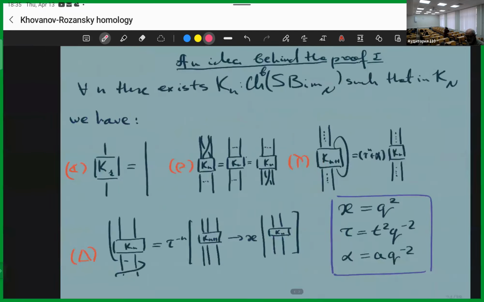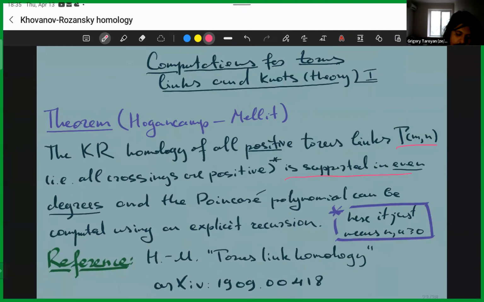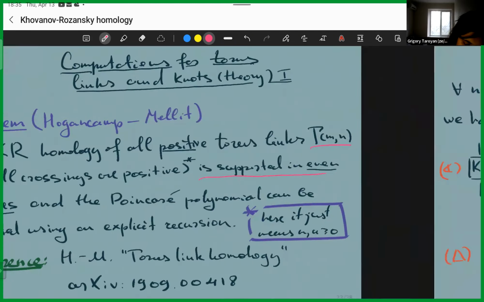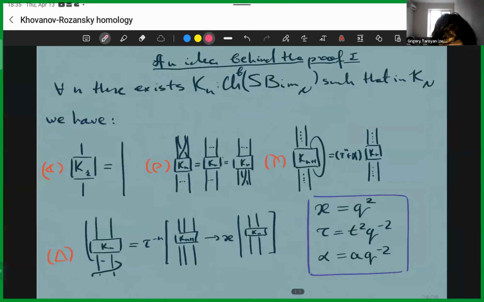In this case, the answer can be given explicitly, and we will even see some examples. First of all, let me just sketch an idea behind the proof of this result. The idea is that there exists a sequence of complexes such that for them we have the following relations. K1 is equivalent to the complex that we obtain on the one strand braid. And then we have identities in the homotopy category like this.